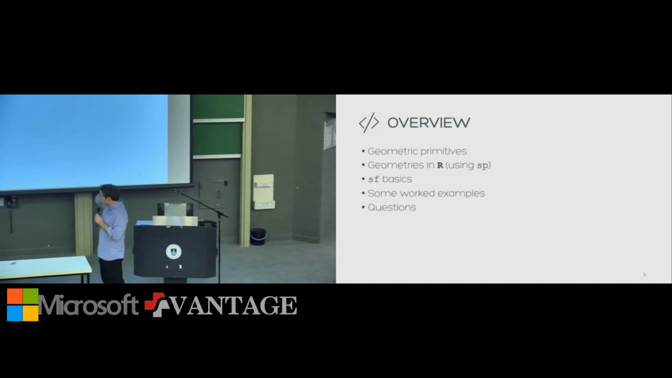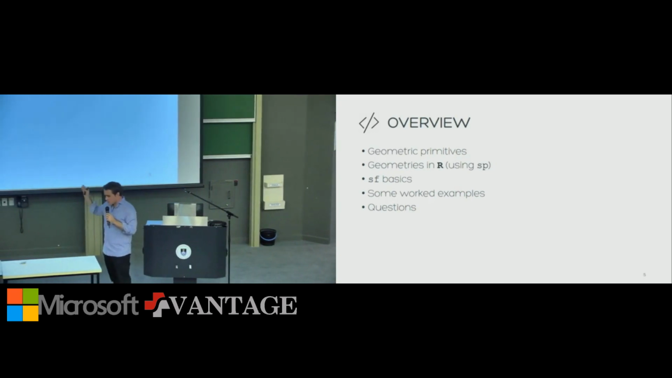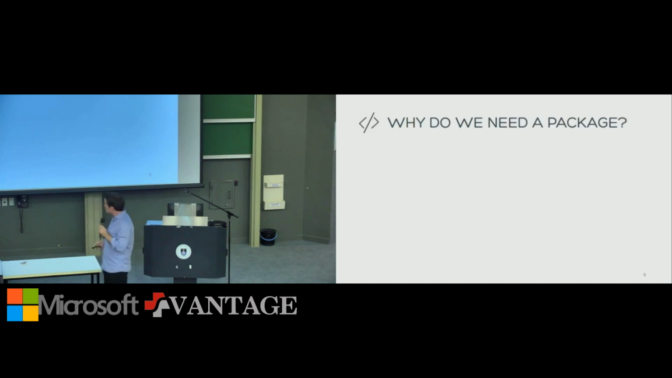So as a quick overview, I'm going to give you an overview of some of the geometric primitives. Some geometries in R using SP, so for those of you that have done it before, what it kind of looks like. Some SF basics, some worked examples. If we've got time at the end, which we might not, we'll just cut it to speed things up. Some questions.